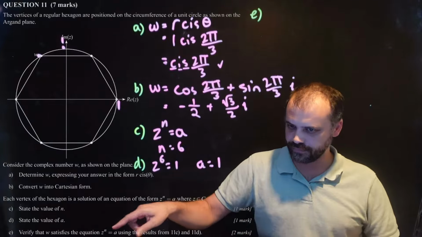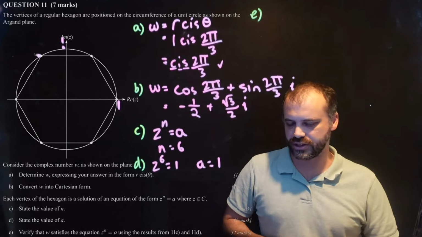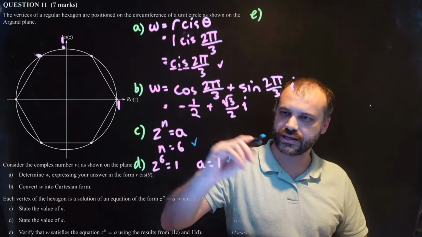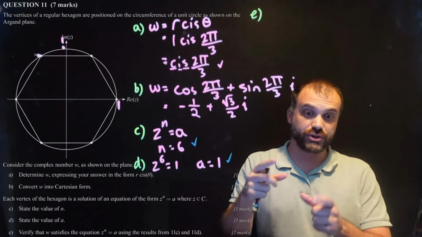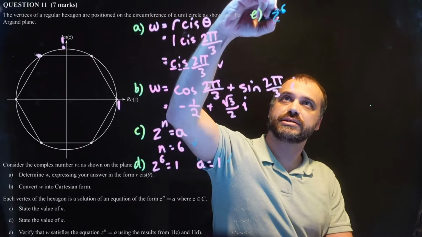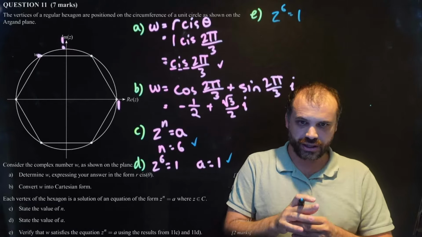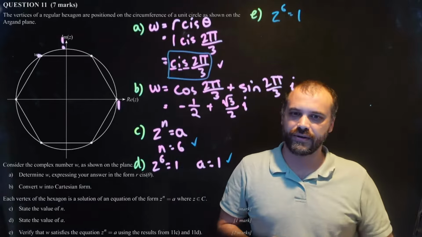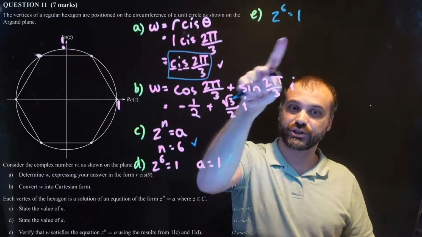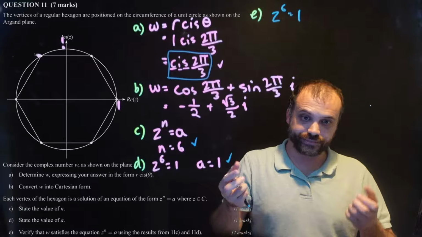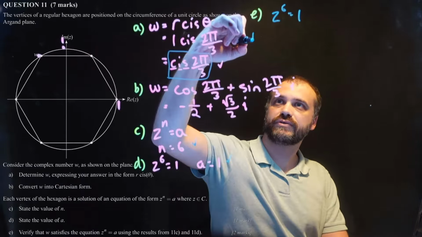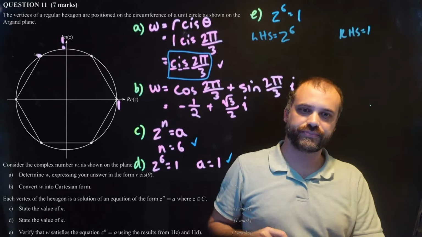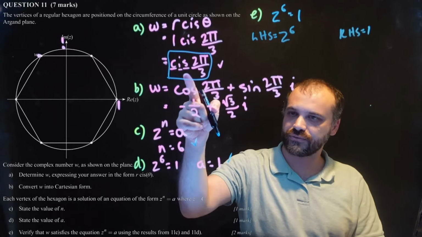All right, final part. Verify that w satisfies the equation z to the n equals a using your results from C and D. So we need to use this fact. We need to use the fact that z to the 6 equals 1 is our equation. And we need to show that w, what we know about w, which is w is equal to this, actually fits into this equation. So let's see if it fits. Left-hand side equals z to the 6, and the right-hand side is equal to 1. Now what's z? Now I'm verifying that this works.